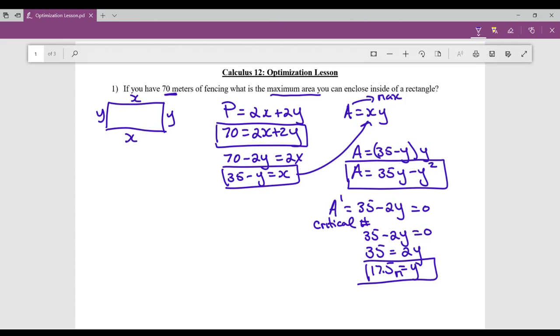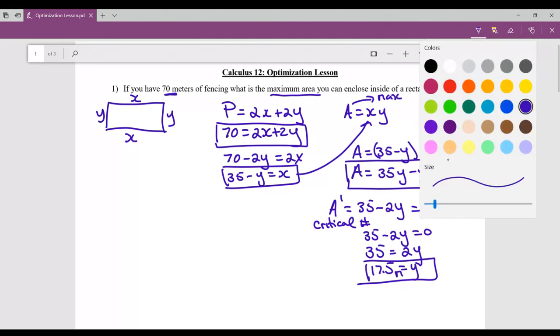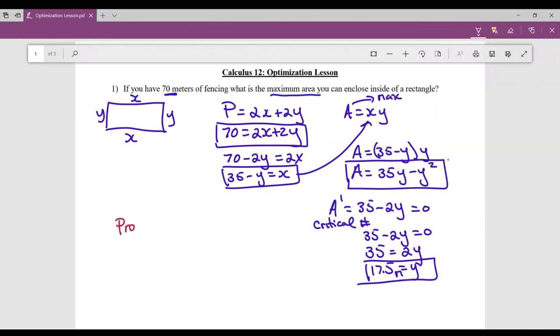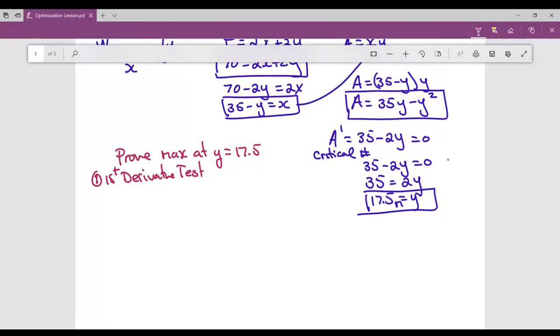So that's what we get for y, but we have to show it is a max. Prove it is a max. That's part of this whole gig. Prove max at y equals 17.5. There's two ways to do this. One is the first derivative test. To do that, we mark our critical number, which in this case is 17.5, and we just test the intervals.